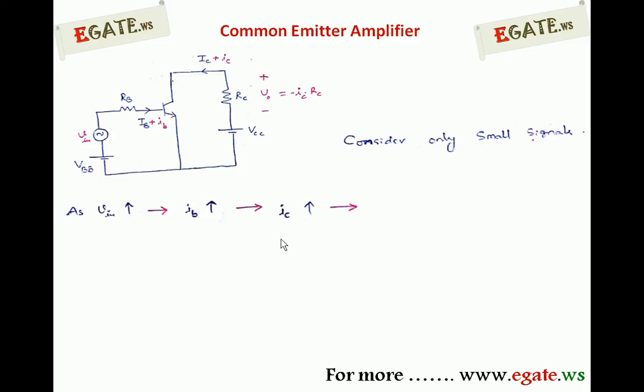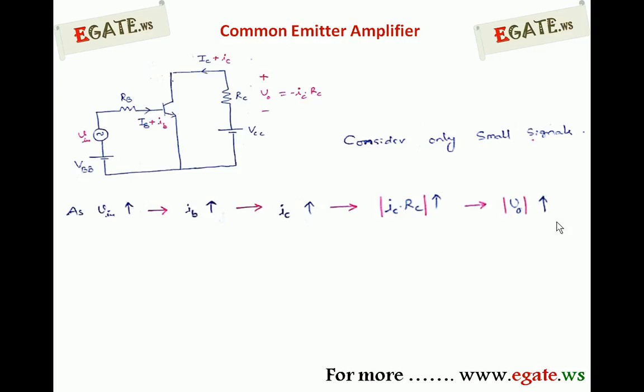Whenever the change in collector current increases, the magnitude of IC times RC is going to increase. Magnitude of IC RC, we are neglecting the polarity. Magnitude of IC RC is going to increase since IC is increasing, which is nothing but V0. That is, the magnitude of V0 is increasing. Whenever V input increases, the magnitude of V0 is increasing.